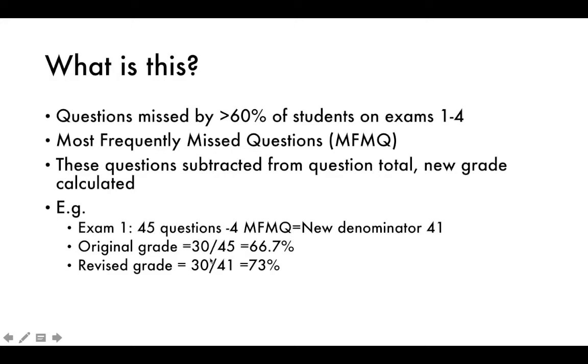So if your original grade was 30 out of 45 or 67%, then your new grade would be 30 out of 41, which is your new denominator, which would give you a bump of about 7%, 6%, somewhere in there. So that's the way this works.